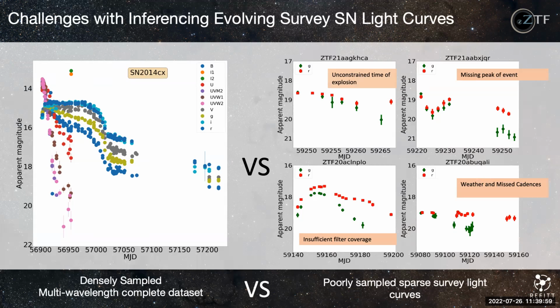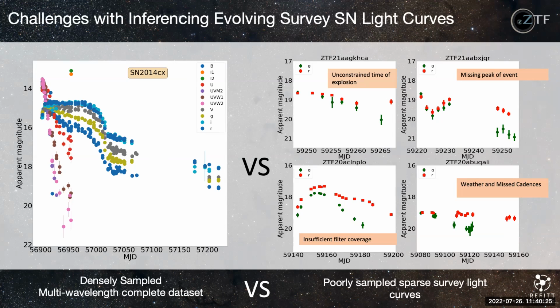Here is a well-sampled Type II core-collapse supernova, which is bright and nearby. It is 2014cx. It has a densely sampled data set, as well as multiple wavelength coverage. But if we compare this to surveys like what we are going to expect from LSST and ZTF, we already know that this is an issue. With LSST, it's going to be even worse.